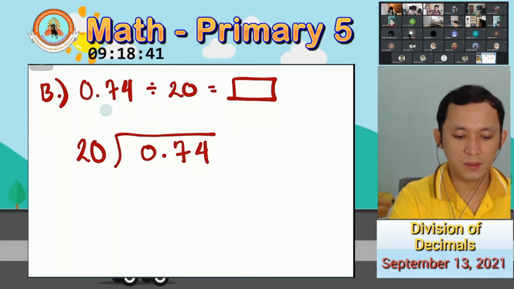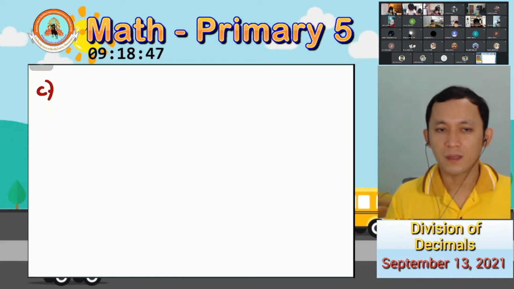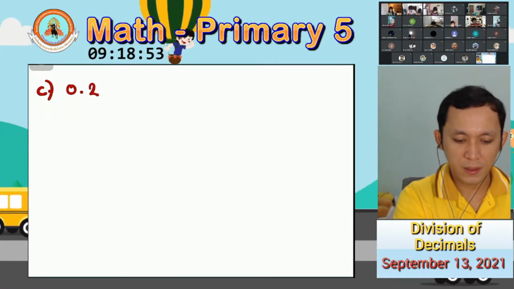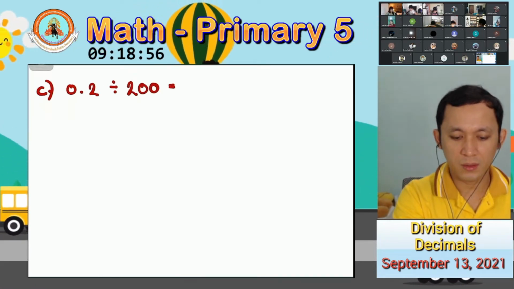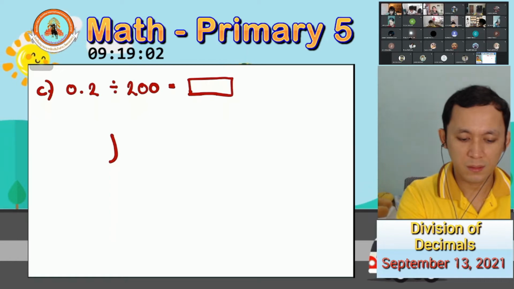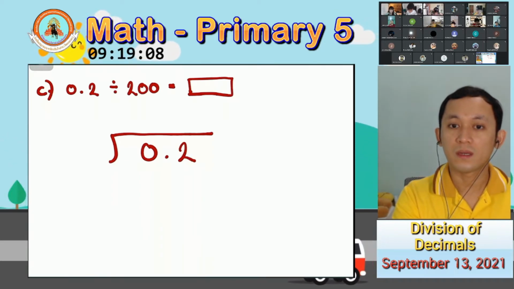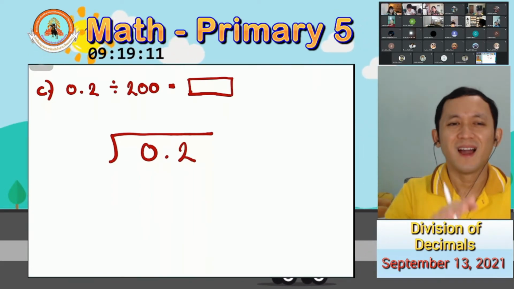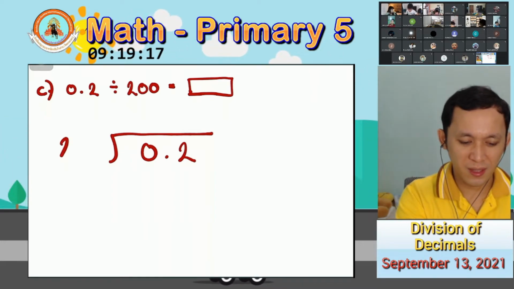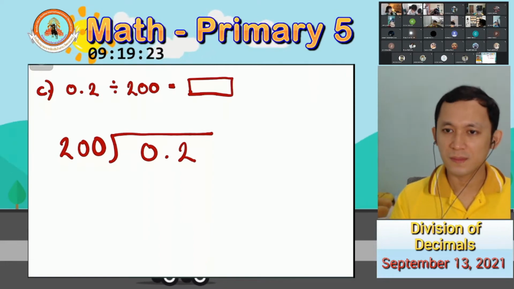Just answer first, continue answering. I'm just going to write down the example. So letter C, we have 0.2 divided by 200 is equal to blank. Again, dividend inside, 0.2. I'm sorry, I always interchange dividend and divisor. Dividend inside, divisor outside. So that would be 200. That's letter C.